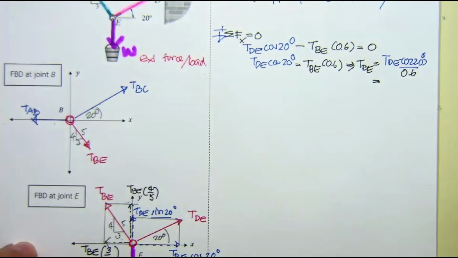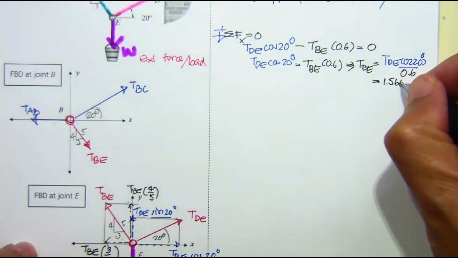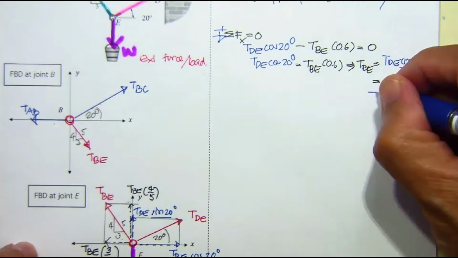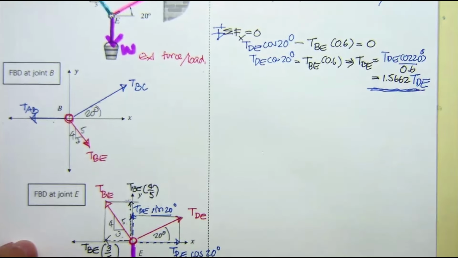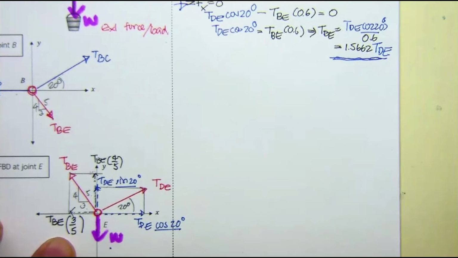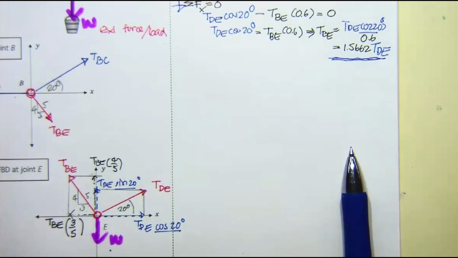Then you have T sub BE equal to, I got, 1.5662 T sub DE. That's going to be the relationship between the forces in these two cables. Okay? Did you get it? Put the cosine 20 and divide it by 0.6. Clear. Cosine 20 divided by 0.6. Yep, 1.5662. You should practice putting it in your calculator.